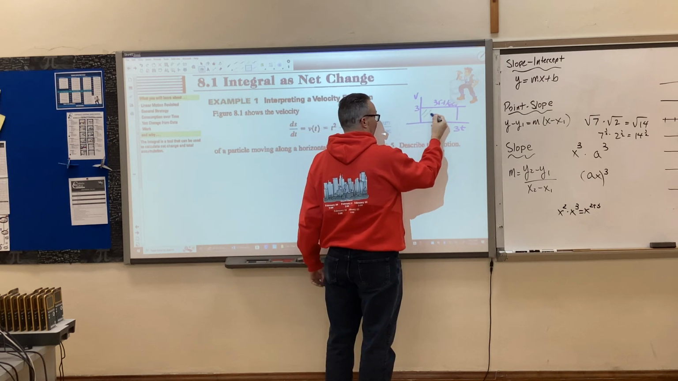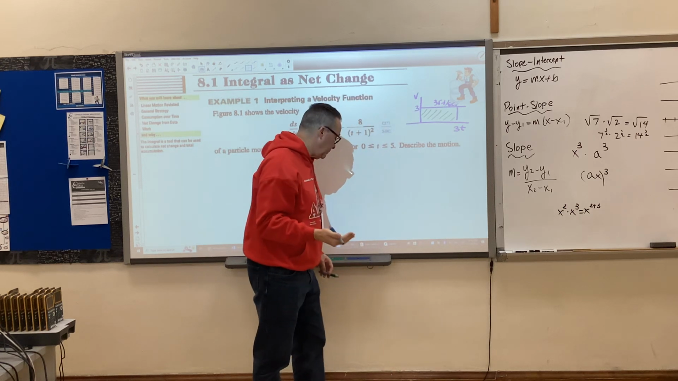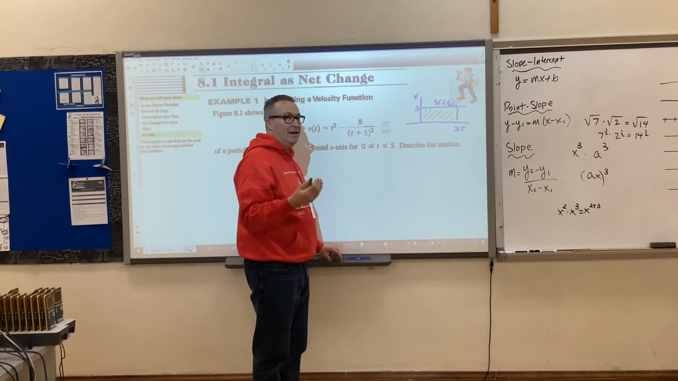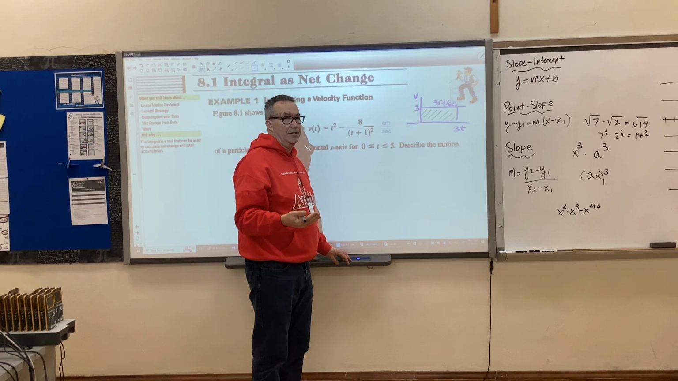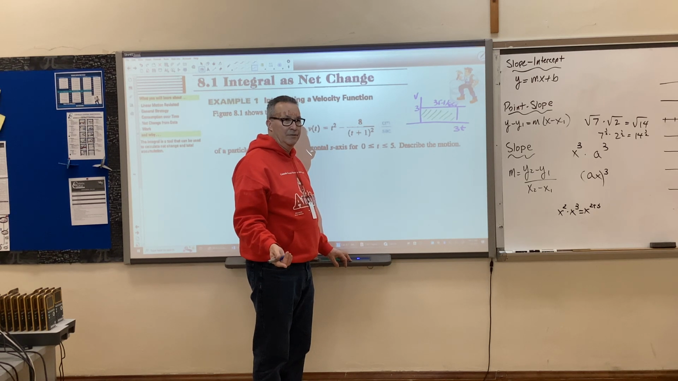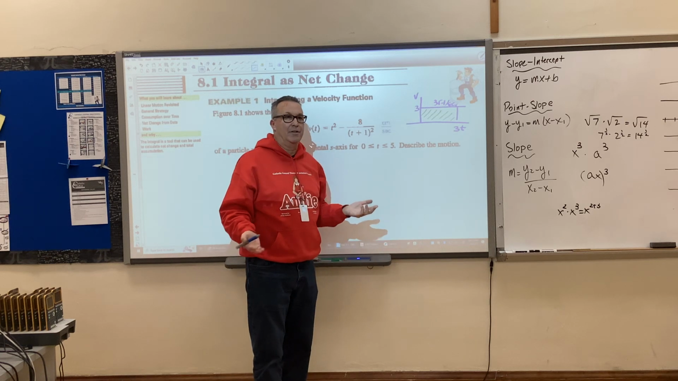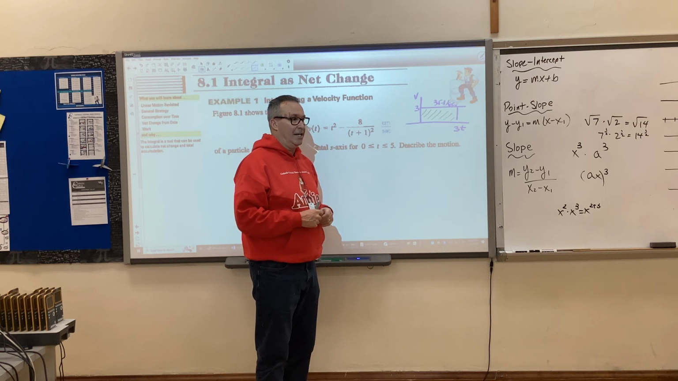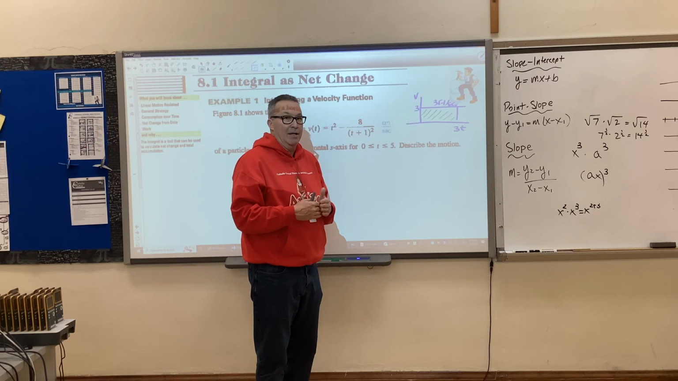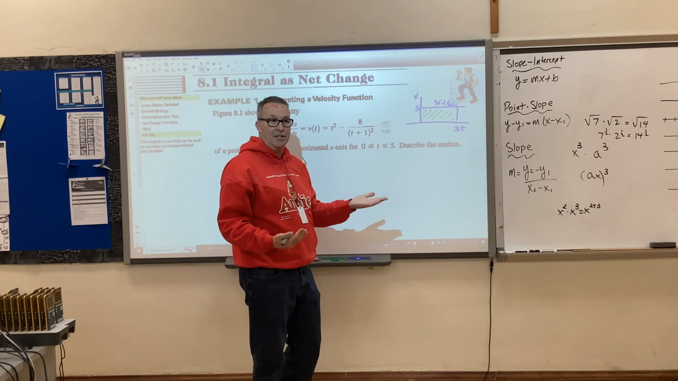It's this area. The way you find the displacement is you find the area under the velocity function. And how do you find the area under a curve? Yeah, you integrate it, right? That finds the area under the curve. So as long as I know what my position is to begin with, and I know my displacement, I can figure out what my position is.